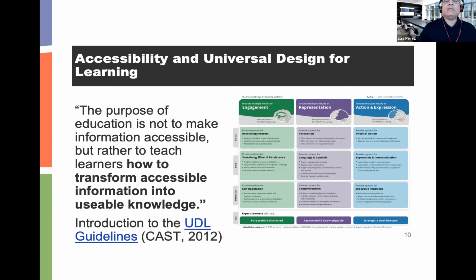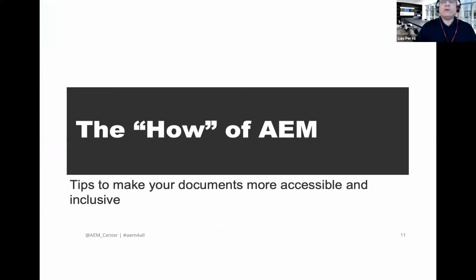So we consider accessibility an essential component of universal design for learning, but it's just one component of UDL. It's not all of it. UDL stands for Universal Design for Learning, a framework for designing inclusive learning environments based on the idea that we all bring variability to the learning task. So we need to provide options for how our learners are engaged, how they access the information, and how they show their understanding. Today we're going to focus on just the materials part of it.